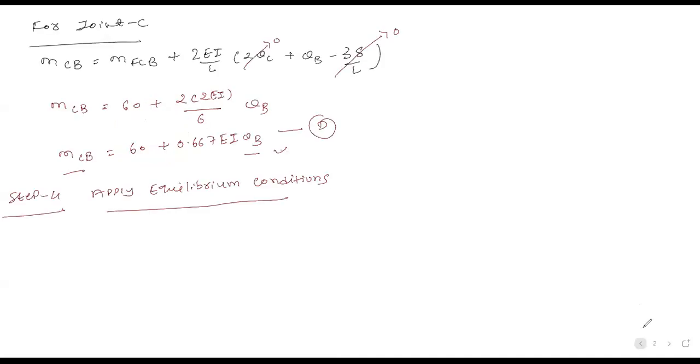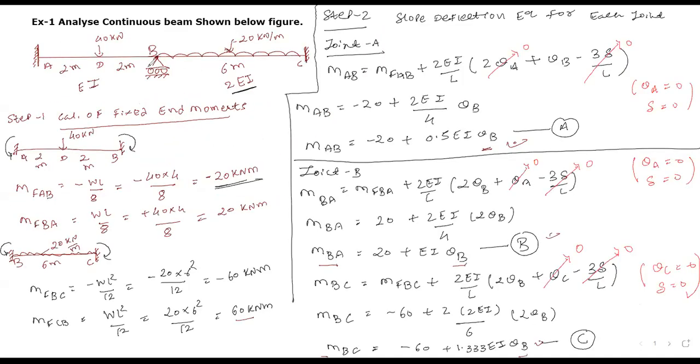Actually from the condition of support, that is a roller support, and as we have discussed in the last lecture, a roller support can't resist any moment, but joint B is an intermediate one. Joint B is your intermediate one, so it will actually carry a moment by equilibrium conditions. So at that joint, the summation of all the moments must be equal to 0. Is it clear or not?